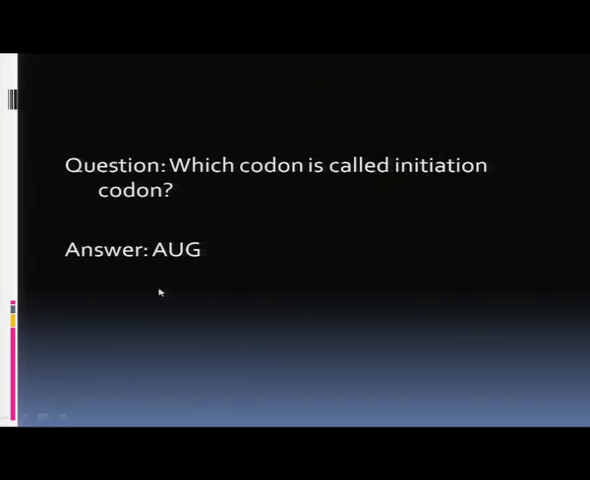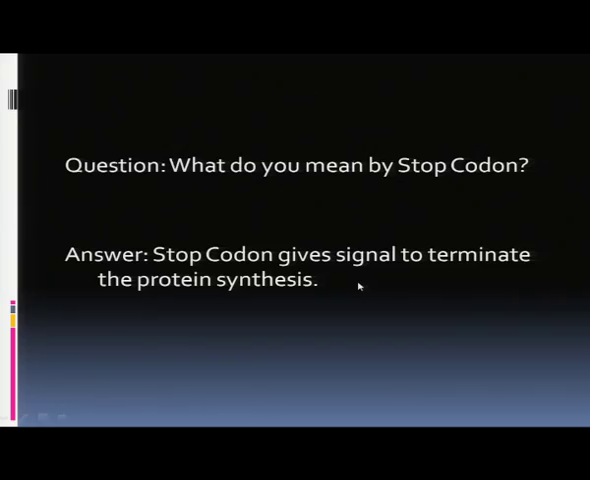The next question was, which codon is called initiation codon? Yes, the answer is right, AUG. AUG is considered as initiation codon, which always codes for methionine. The next question was, what do you mean by stop codon? As we know, there are 3 stop codons, UAG, UAA and UGA. So, stop codon gives signal to terminate the protein synthesis. When the protein synthesis is started, how is it terminated? So, in that termination the stop codon helps.